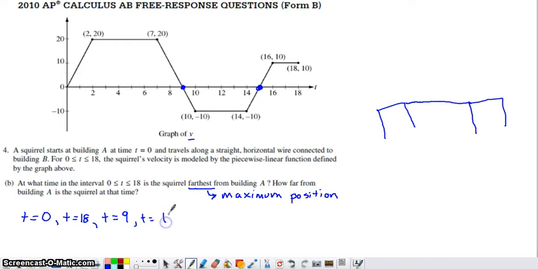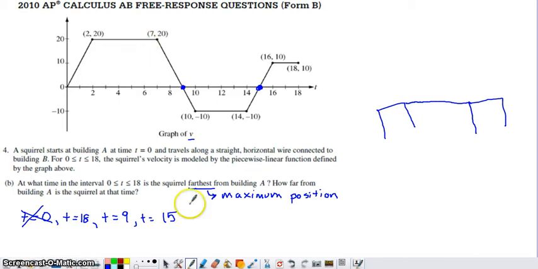Now it says to find the time when the squirrel is farthest from building A, and it also says to find the distance that it is from the building at that point. So what we can hopefully realize right away is that this is not going to be the maximum position. The squirrel is at the top of building A at t equals 0. So that's not going to be the maximum distance from building A, since the squirrel starts moving toward building B for the first 9 minutes of this time frame.